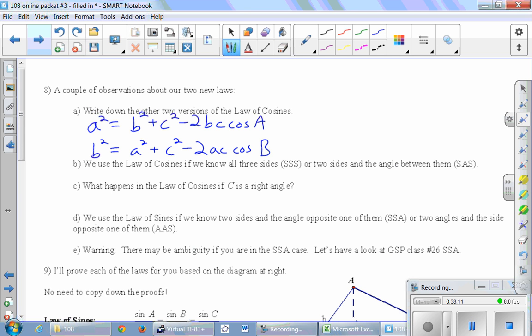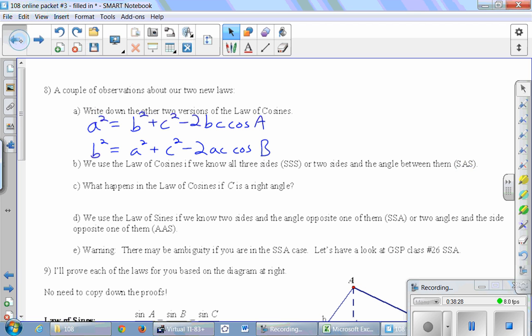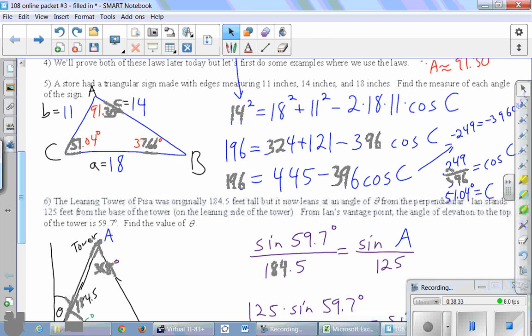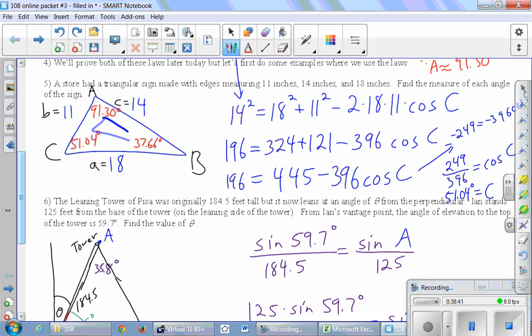Okay, part B, we use the law of cosines if we know all three sides. We'll call that SSS for side, side, side. Or two sides and the angle between them. We'll call that SAS for side, then angle, then side. So let's see if that's when we used the law of cosines, when we had side, side, side, or side, angle, side. So taking a look at this picture here in number 5, the givens were just the three sides. We didn't have any of these red angles. We had to do work to get those. So when you have side, side, side, you must use the law of cosines. That's exactly what we did.